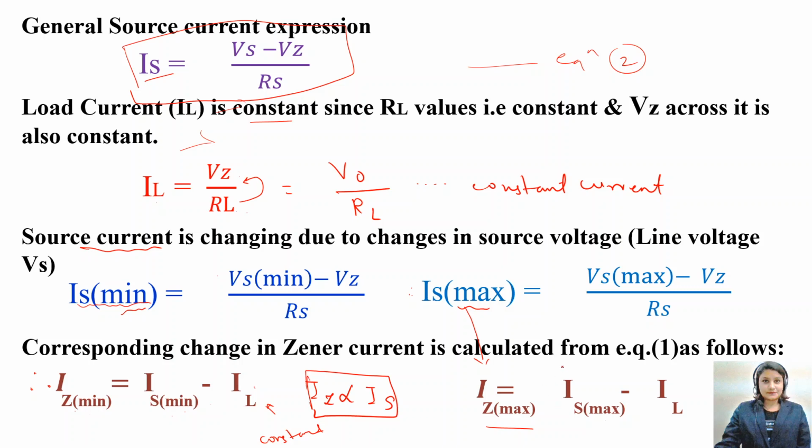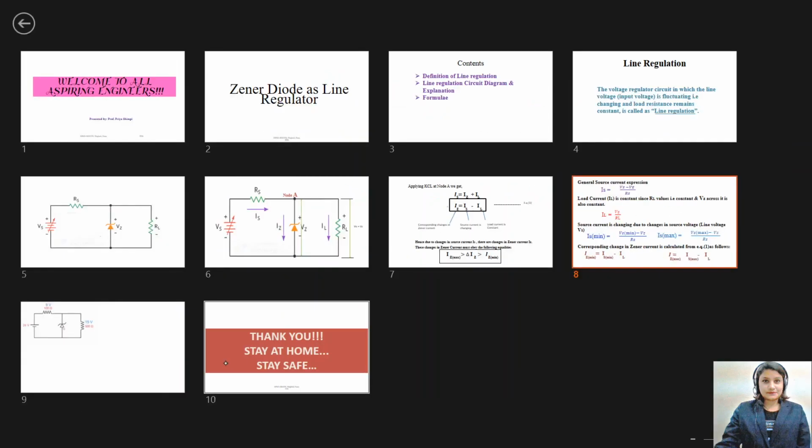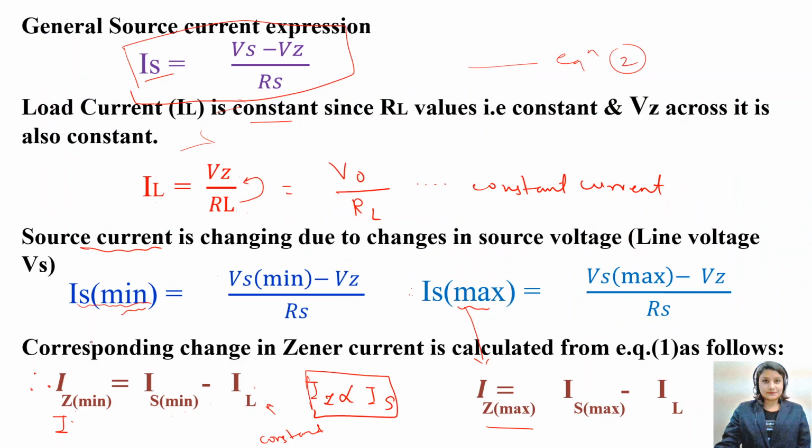Okay. In the books, Iz min is also denoted by IZK, and Iz max, the Zener current max, is also shown by IZM.